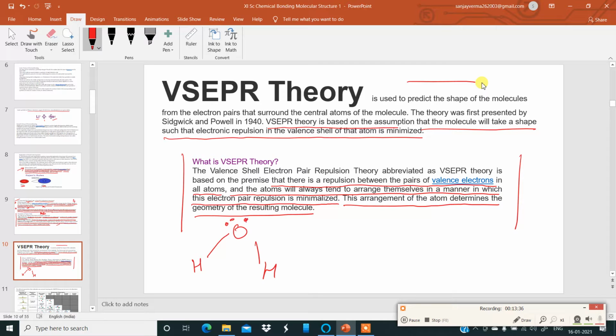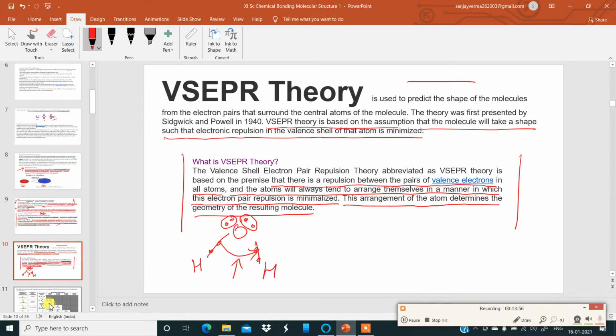Now there are two lone pairs of electrons on the central oxygen atom, and there are two bonding pairs. These two lone pairs of electrons, present on the two lobes of the atomic orbitals, repel each other. That is why this angle is affected in the water molecule.